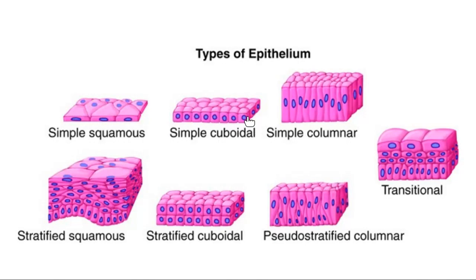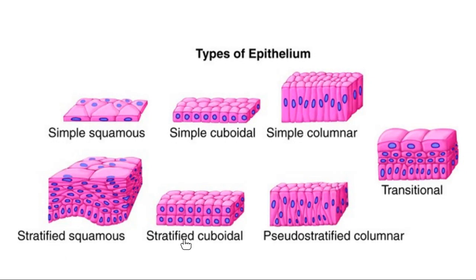I've got one line of nuclei in these cells and one line of nuclei. Simple epithelium, whether it's tall and skinny, whether it's short and stout, if you will, or whether it's flat and squished. If there's just one row of cells, we call that simple epithelium. If there's more than one row of cells, we call that stratified.